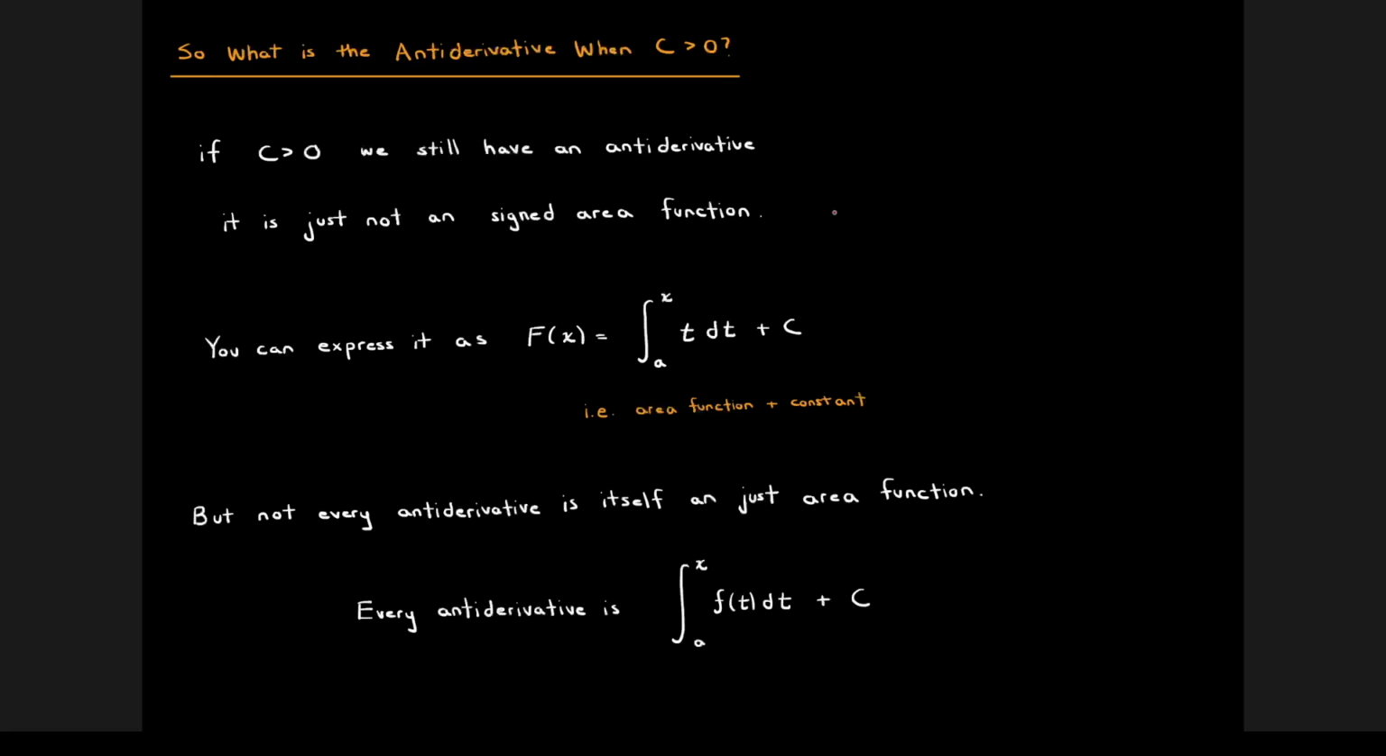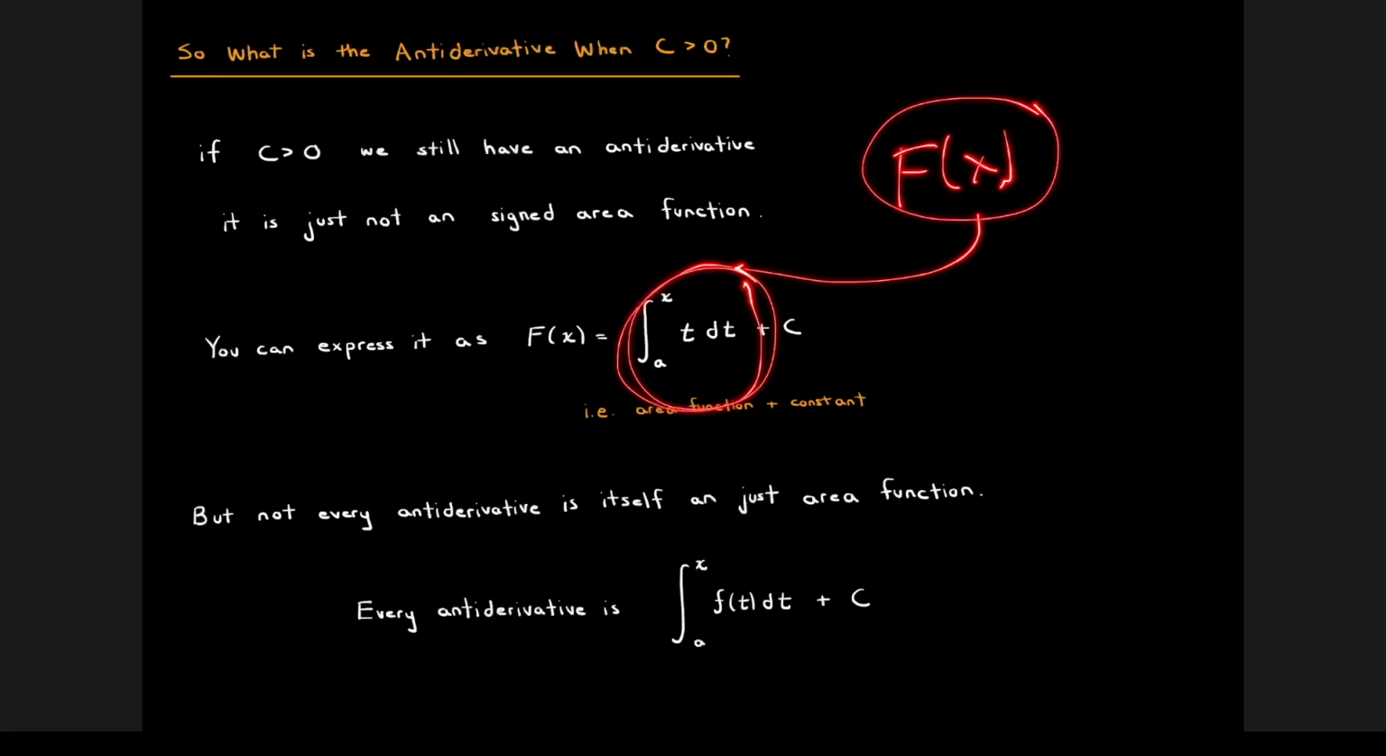And so that's the main takeaway of this video, that not every antiderivative that you come across in the wild is just a signed area function. Because signed area functions are special antiderivatives that need to have at least one x-intercept. They have that special geometric constraint, but antiderivatives in general do not need to have such requirements.